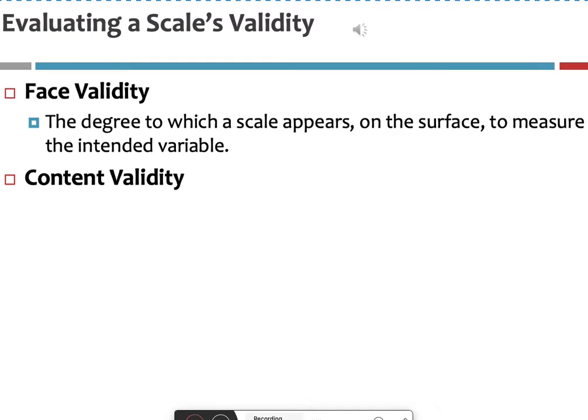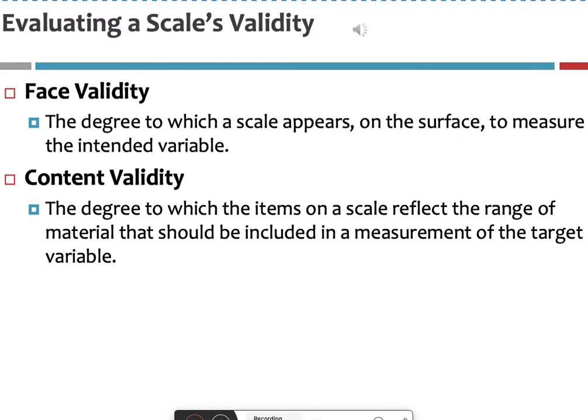The other type or way we can look at validity is called content validity. Essentially, this is where the content or what's in our scale reflects the actual domain that it's supposed to reflect. So the range of the material that's included in our measure truly reflects the target variable, that thing it's supposed to be measuring.